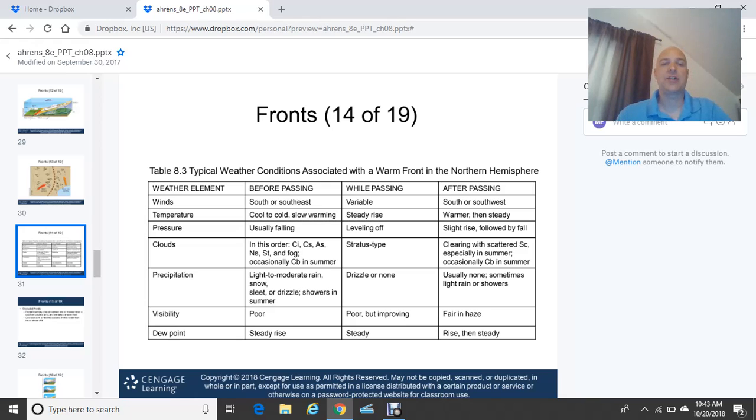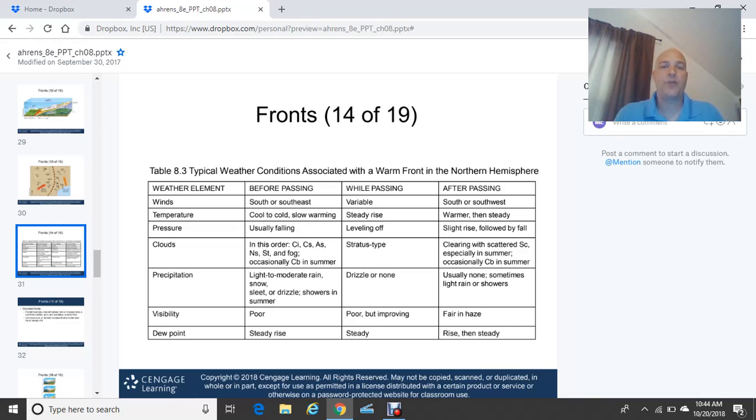The barometric pressure before passing is usually falling or dropping. While passing, the pressure levels off. And then after that warm front moves through your area, you'll see a slight rise in the barometric pressure followed by a fall. Okay, you'll see that slight rise as the warm front moves away, but then the pressure starts falling again, because usually you have a cold front that's eventually going to come in from the west, and that's going to cause that pressure to drop again.